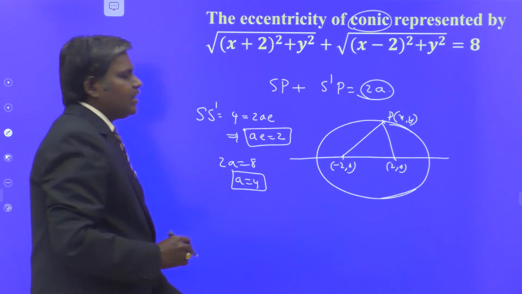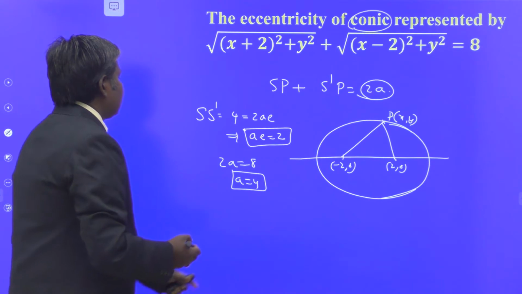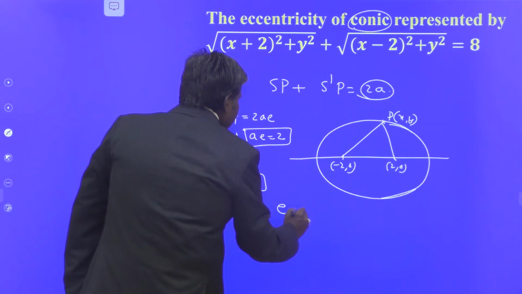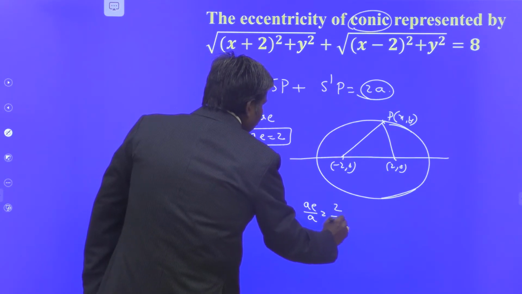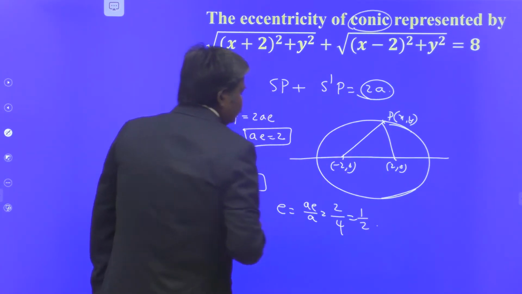You have the a value and the ae value. Can you write the eccentricity or not? Yes. The eccentricity is equal to ae by a, you may write. That is 2 by 4. It is nothing but 1 by 2.